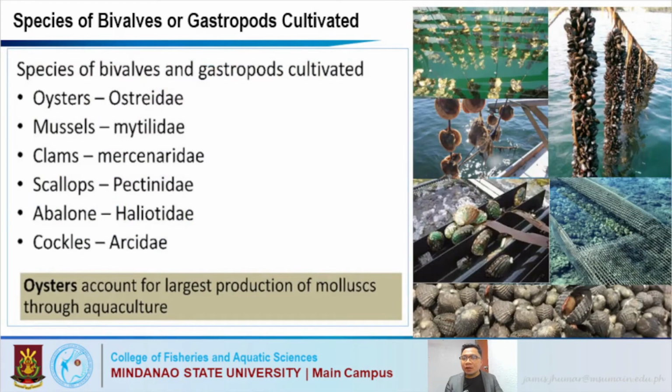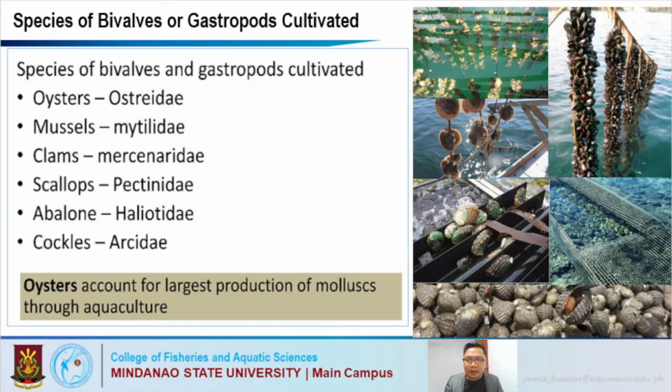Now, among the species of bivalves and gastropods being cultivated, not just the mussels and oysters, they also have the clams, no? The clams, the scallops, the abalone, and cockles. So these are also promising commodities for aquaculture because they need very little water management or aquaculture management practices. The food that they need is basically naturally growing, or you could grow the food in the nearby aquaculture area. Well, the oyster accounts for the largest production of mollusks in aquaculture among the other bivalve species.